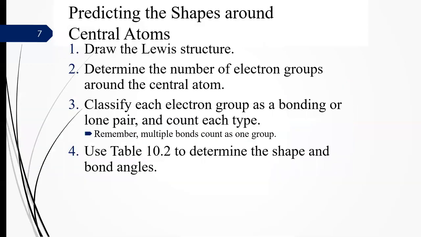Remember that when you want to predict the shapes, your very first step is to do your Lewis structure. If you can't draw your Lewis structures, then it doesn't matter. You won't be able to get the correct shapes because you won't know which atoms are connected and you won't know how many lone pairs there are. So you have to do Lewis structures first. Without them, it can be a very big challenge to create your correct shapes.